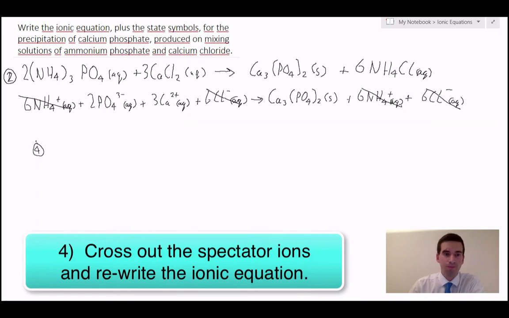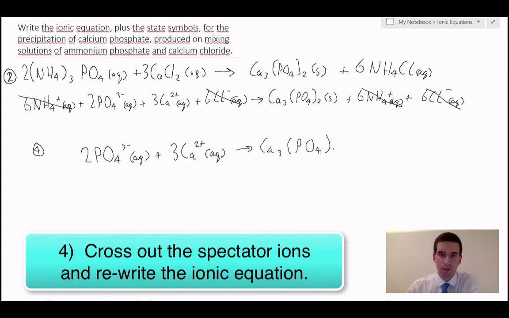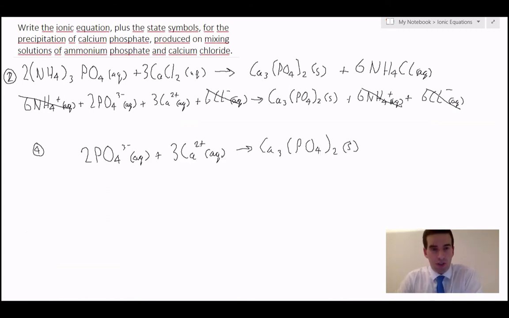So, step 4, the final step is to write the ionic equation. You should have an equation which balances both in terms of atoms and also in terms of charge. And you can see this one does. So this is what's actually happening in that chemical reaction. The phosphate ions are reacting with the calcium ions to create calcium phosphate. The chloride and the ammonium ions, they're not actually doing anything. And that is the point of writing an ionic equation.